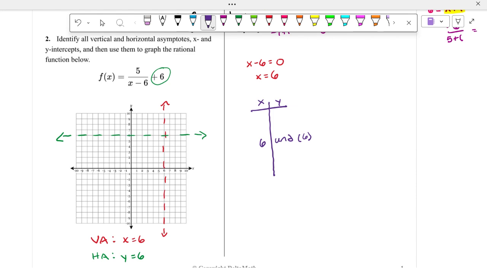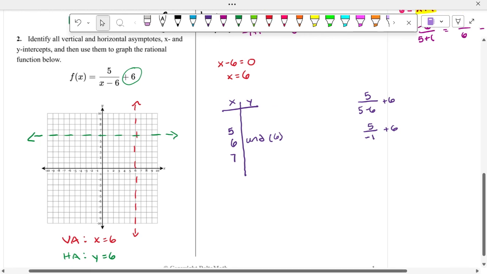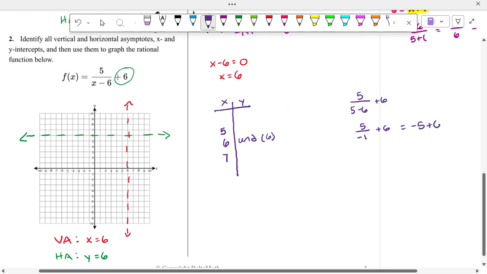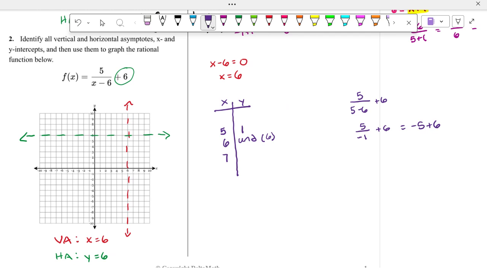What's 1 below 6? 5. What's 1 above 6? 7. So those would be the first two x values we get first. So I'm going to plug 5 in for x in my original. So 5 over 5 minus 6 plus 6. So this will be 5 over -1 plus 6. So what's 5 divided by -1? -5. So this will be -5 plus 6, which is just what? 1. So that's my y value. So I have a point at 5, 1. So right here.